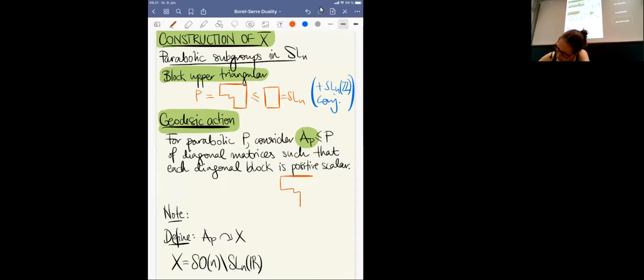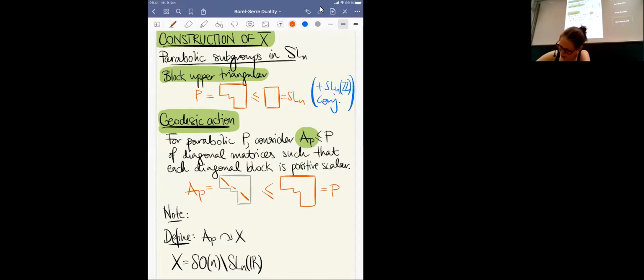So if this is P, then AP looks like this. So I'm going to draw the outline of P like this. And then we have a positive scalar matrix here, another one here, and another one here. So in each block, we just have a positive real number specifying that scalar matrix.